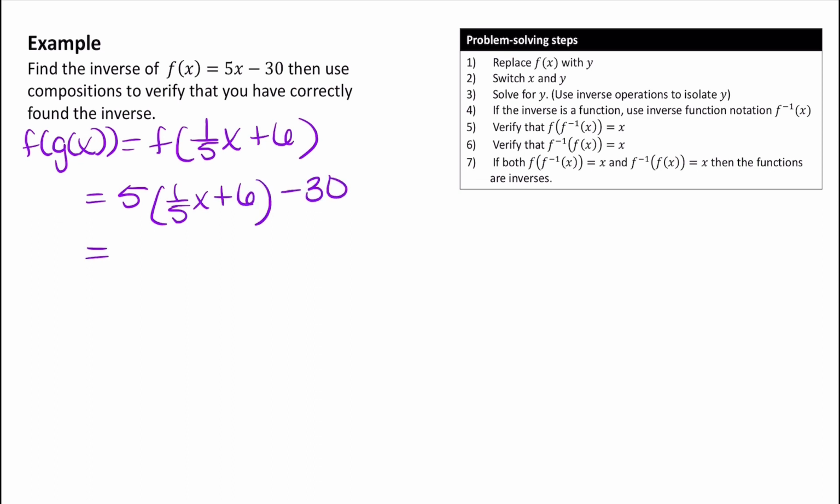And so 5 times 1/5 is just going to give me x. 5 times 6 is 30. So I have plus 30 minus 30. And these two terms are going to make 0. So that's just going to leave me with x. So that first part is verified.